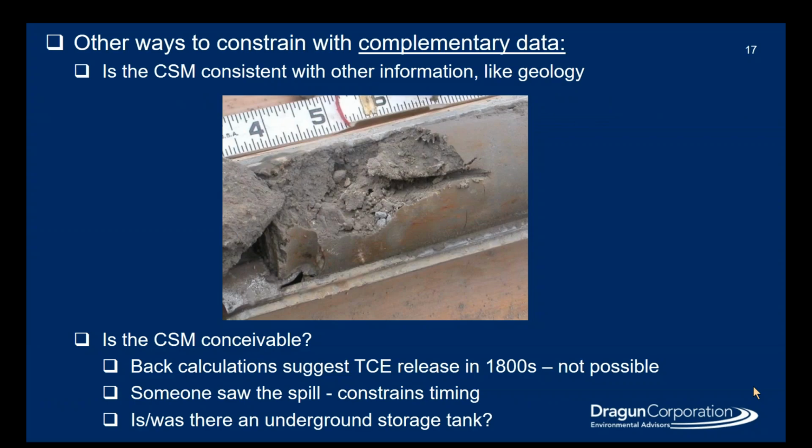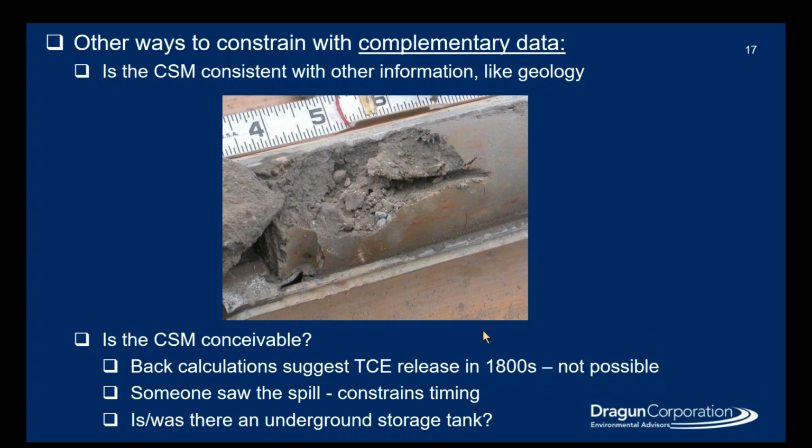And what are some of the other ways with complementary data? Is the CSM consistent with other information like geology? If we see soil that looks like this, we have an idea that it's not going to transmit groundwater very readily. And we'd have to see something like sand to have rapid groundwater movement.